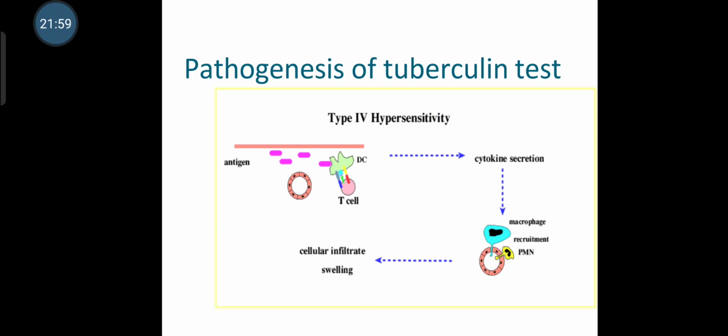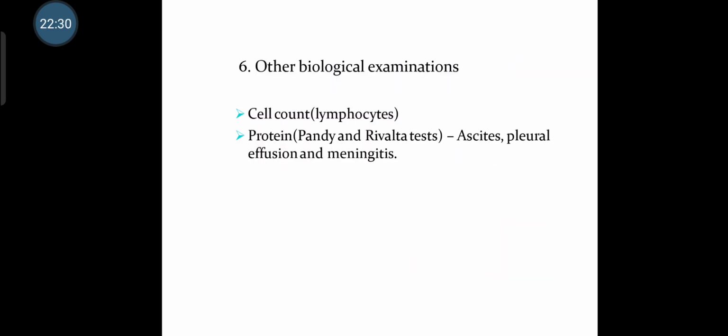Pathogenesis of the tuberculin test, that is how the tuberculin test gives us the result. So the tuberculin test is a type 4 hypersensitivity reaction. So here is the antigen which is injected. T lymphocytes attack these antigens and there is cytokine secretion. Cytokine secretion leads to macrophage and polymorphonuclear leukocyte recruitment to this particular antigen, and that leads to cellular infiltration and swelling, which leads to the inflammation or formation of wheals.